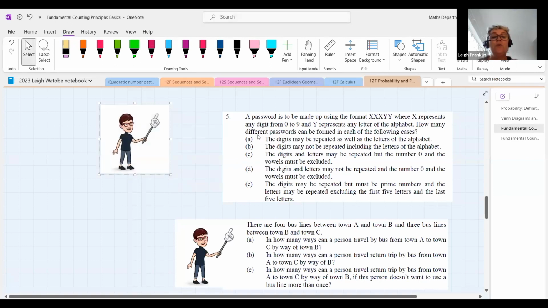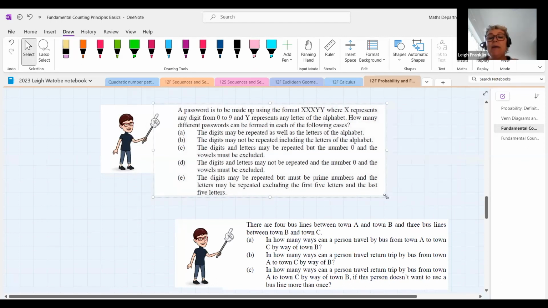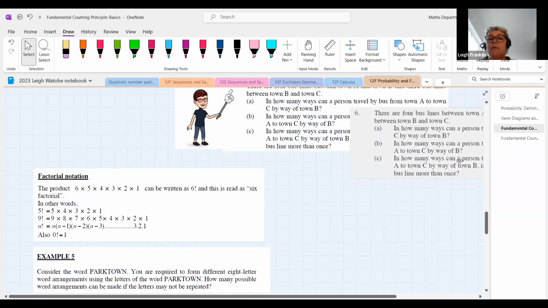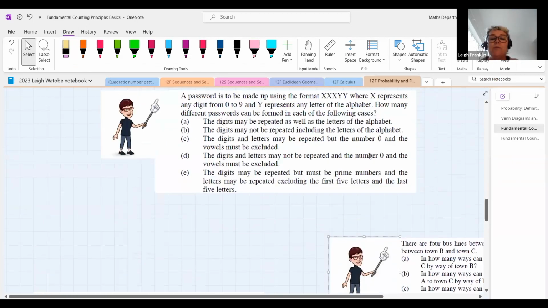Okay, so first question that I want to do with you is a password, all right? And it's made up using the format. I don't know why I always put everything on top of one another. Very good at this, am I? Should be, considering how long I've been doing it.